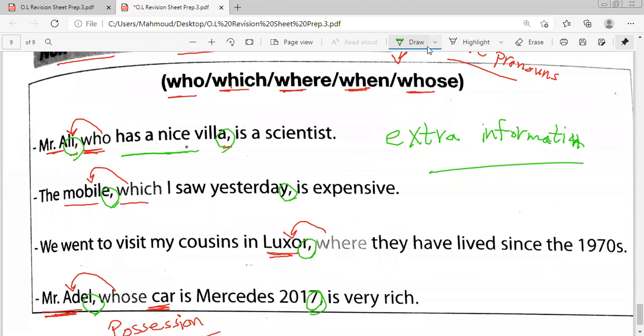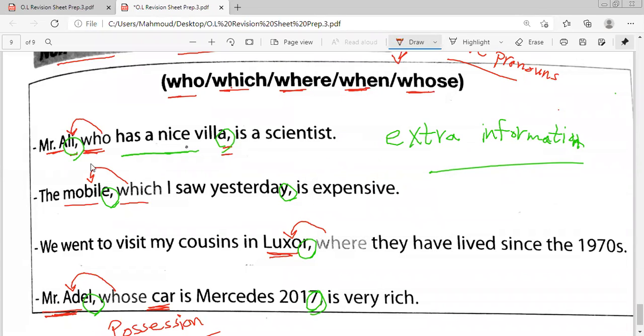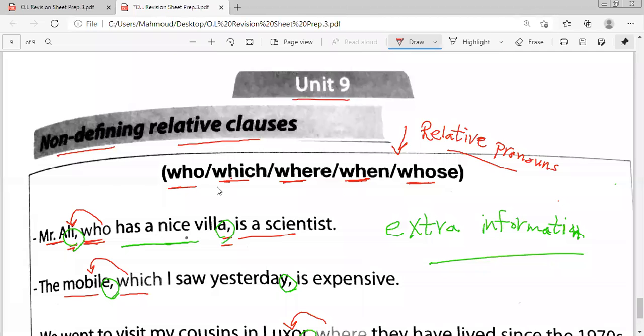So if you have an extra piece of information and you want to give it to me, you have to put it between two commas. As you see, Mr. Ali, who has a nice villa, here you put it between two commas, and then you say the rest of the sentence by saying is a scientist. But pay attention, because in the non-defining relative clause that you find between two commas, you cannot use that, because you know that that is equal to who or which. But here in the non-defining relative clause, you cannot use that at all.